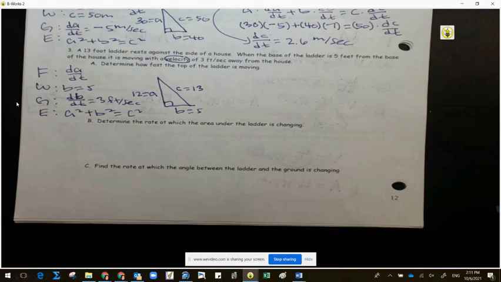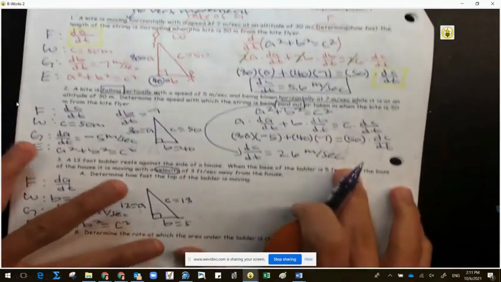Whenever there's a triangle involved, it's never going to be C for circumference or V for velocity. It's going to be A, B, or C for all the right triangles. Okay? All right, so I'm going to repeat again.